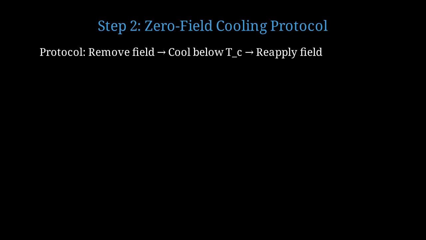Now let's perform our first critical experiment, zero field cooling. We remove the external field, then cool the sample below the critical temperature, then reapply the field. The zero field cooling protocol has 3 steps. First, we turn off the external magnetic field. Second, we cool the sample below Tc. Third, we turn the field back on.